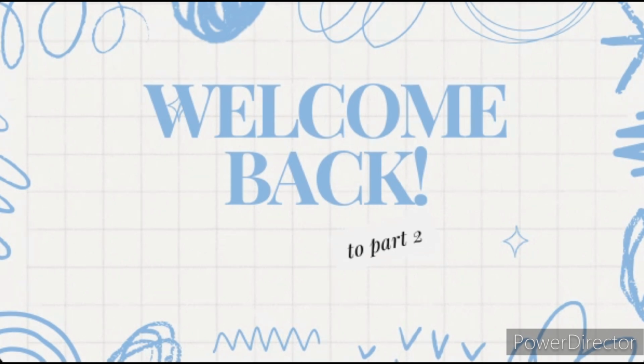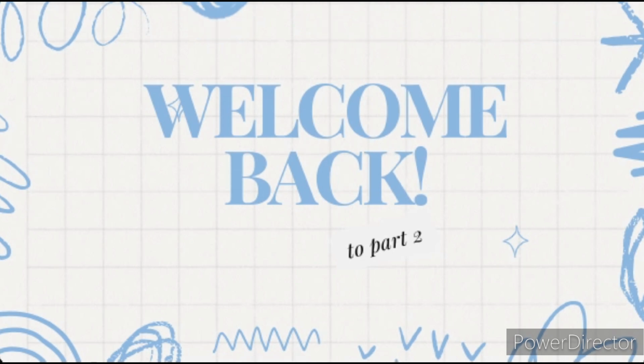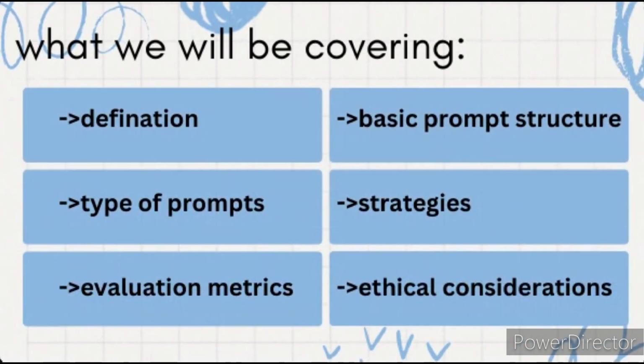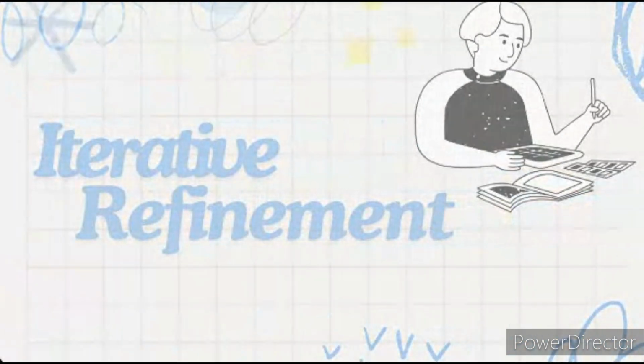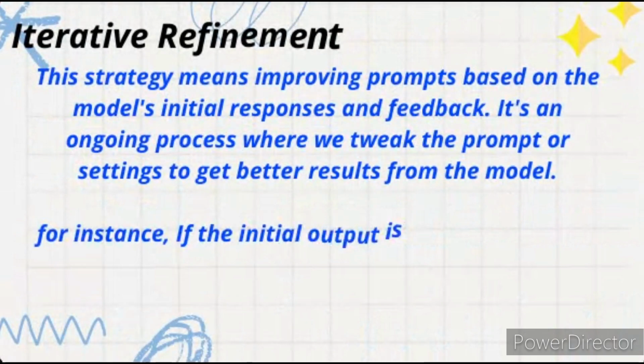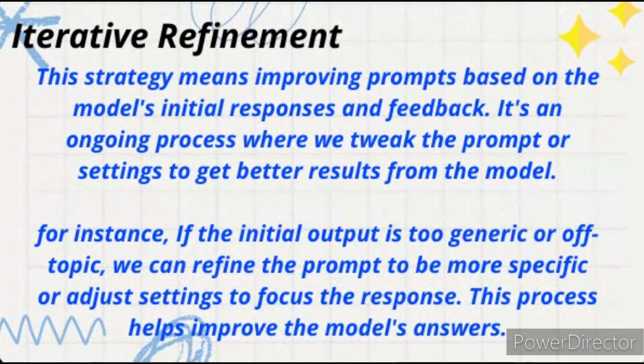Well, I think we should just get started straight away. And the first point of this video we're going to talk about is iterative refinement. Now, what is iterative refinement? Iterative refinement basically is a strategy, a means of improving prompts based on the model's initial response and feedback. It's an ongoing process where we tweak the prompt or settings to get better results from the model.